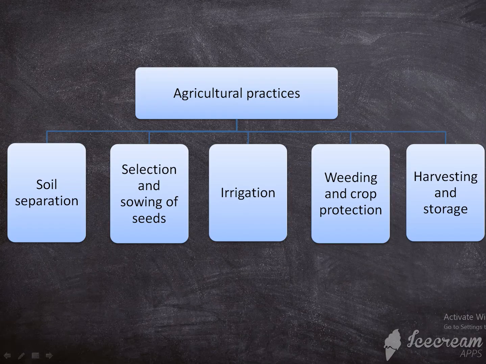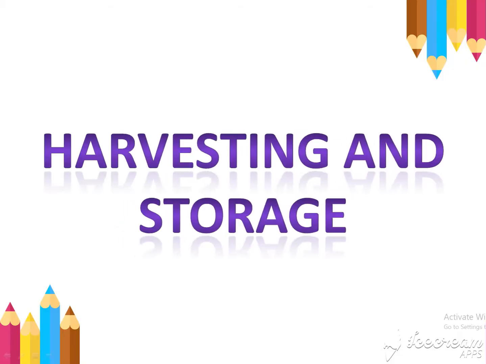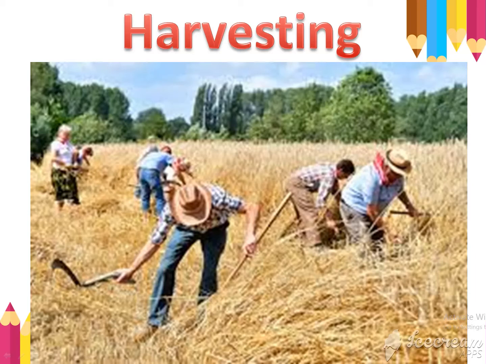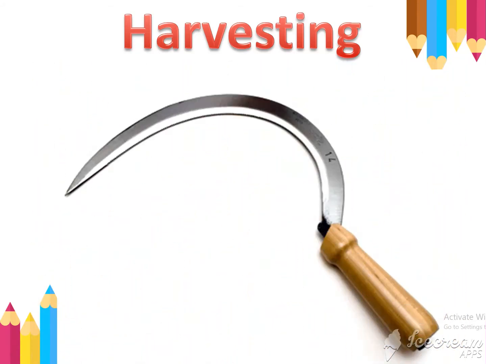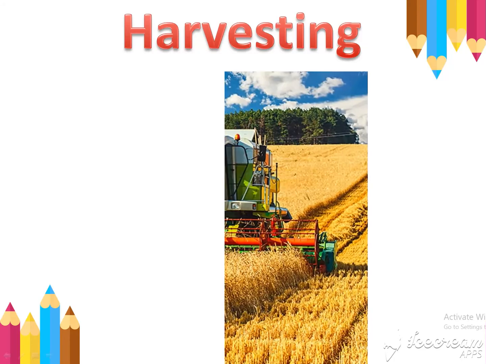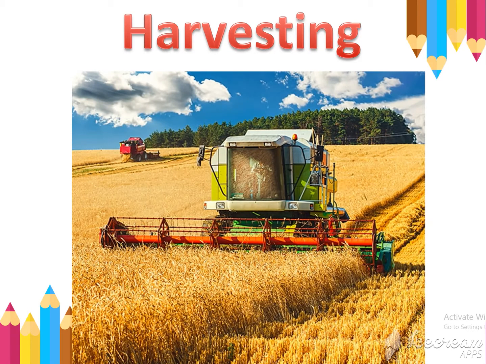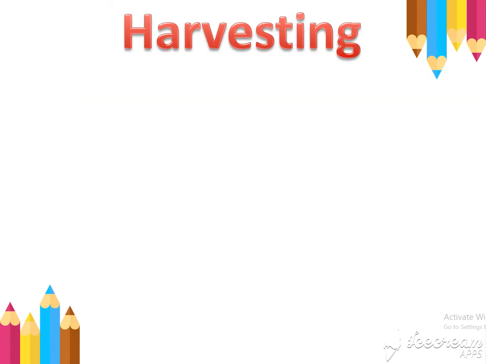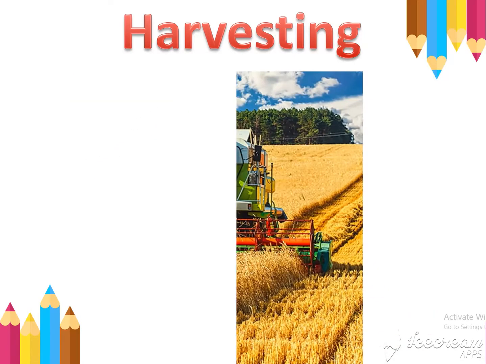The next step is harvesting and storage. Harvesting is the process of cutting and gathering of crops. Harvesting is done by using the implement called a sickle, or with the help of the machine called a harvester.